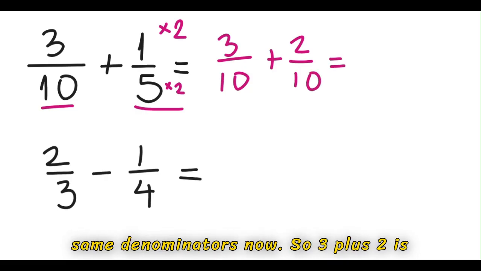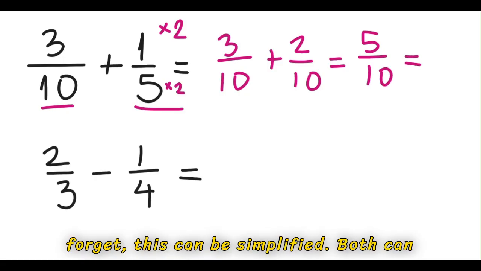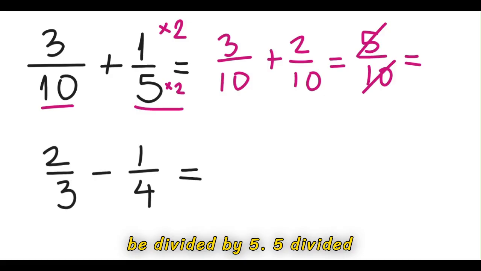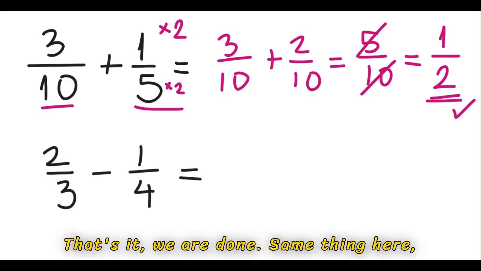They do have same denominators now. So 3 plus 2 is equal to 5 over 10. Do not forget, this can be simplified. Both can be divided by 5. 5 divided by 5 is 1. 10 divided by 5 is 2. That's it, we are done.